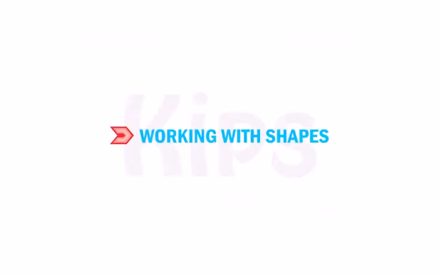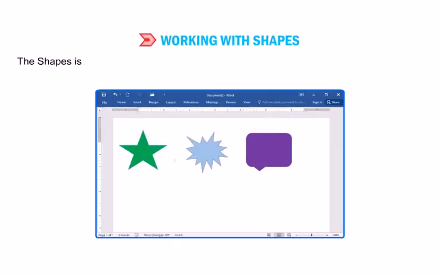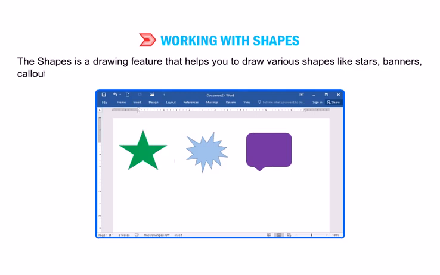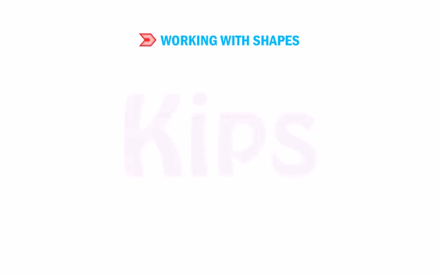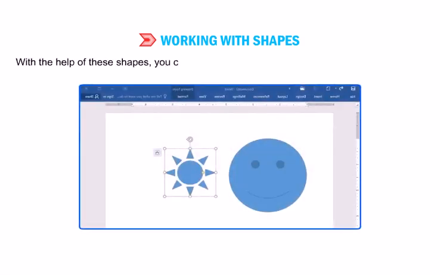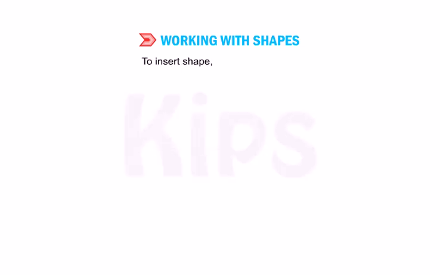Let us learn how to work with shapes. The Shapes is a drawing feature that helps you to draw various shapes like stars, banners, callouts, connectors, etc. With the help of these shapes, you can draw the attention of the user to your message. To insert a shape, follow these steps.